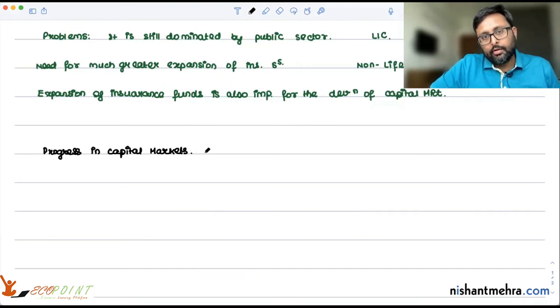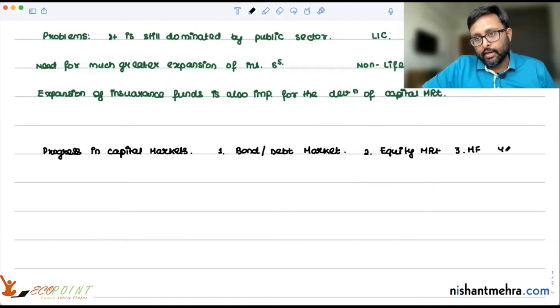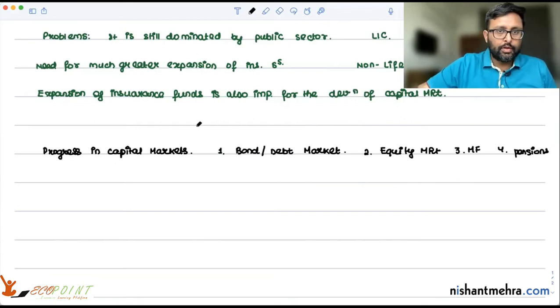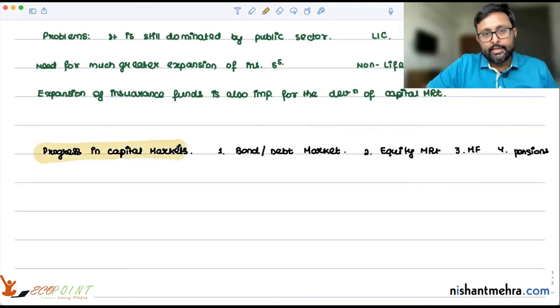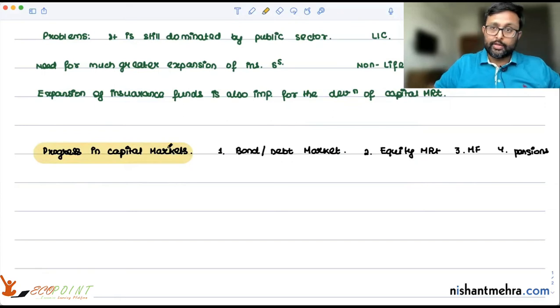And in this, we are talking about the bond or debt market, the equity market, mutual funds, and pensions. And the authors say this, that the progress in the capital markets is uneven. There is an uneven progress in the different sectors.